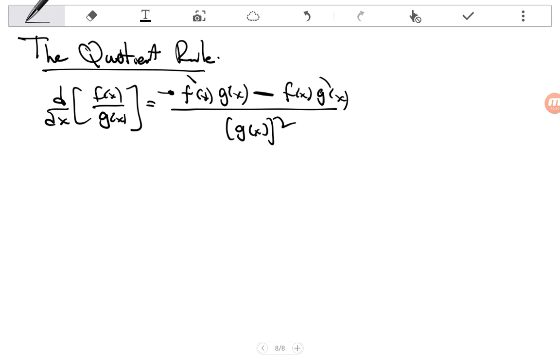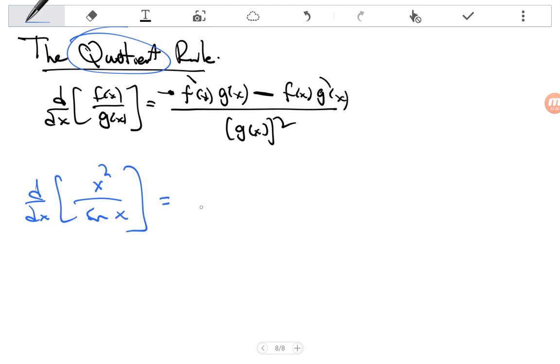Okay? So for example, if I need to find the derivative of x squared over sine x. I've just noticed that we have a function of x over a function of x, so this belongs to the quotient rule. So what would be the result in this case? I square the denominator. It would be sine squared x. Then I would differentiate the numerator.